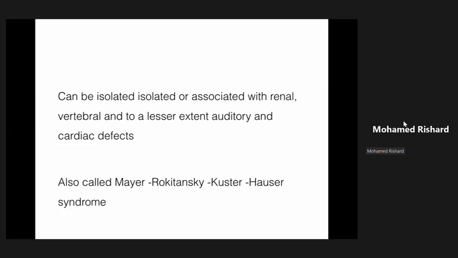The classical one is called Mayer-Rokitansky-Kuster-Hauser syndrome. Again, you will get a lot of MCQs. Okay, the typical Mullerian agenesis is named after four people who were involved in the diagnosis or the introduction of it, or who found it or brought it up. So, Mayer-Rokitansky-Kuster-Hauser syndrome.